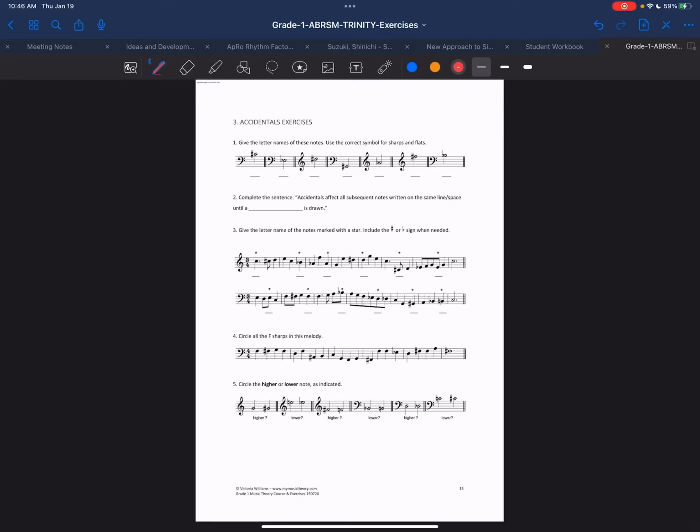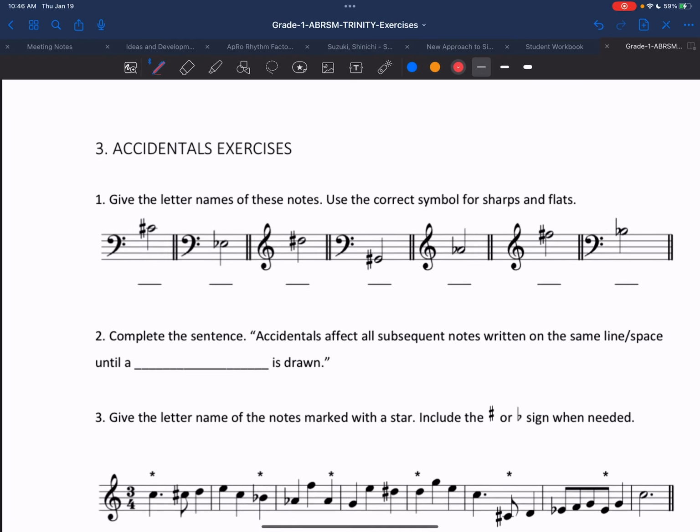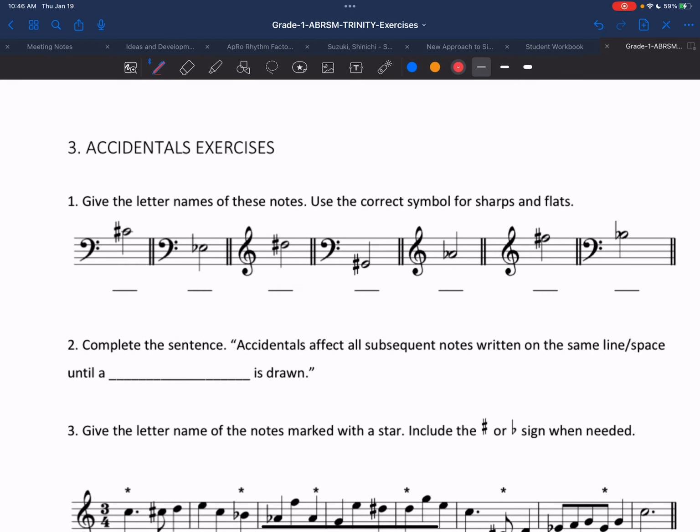These are the answers for grade 1 music theory exercises, or the accidentals exercises. It says, for number 1, give the letter names of these notes, making sure we use the correct symbols for sharps and flats. This exercise is a little bit tricky because we need to pay attention to the clefs.